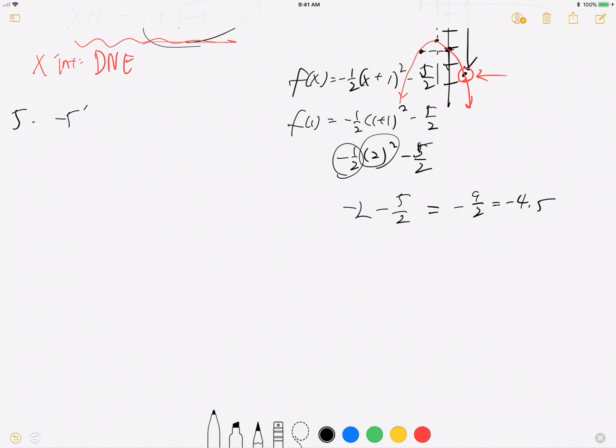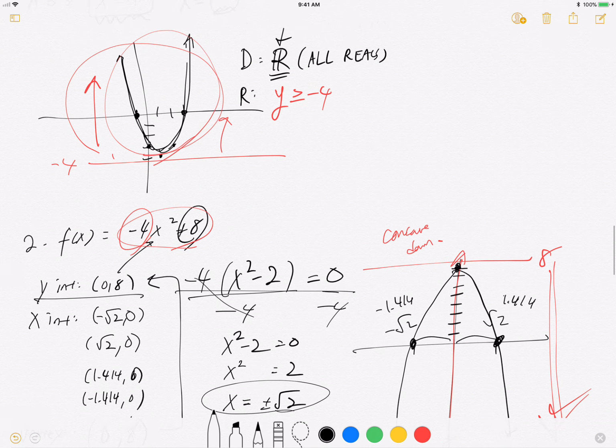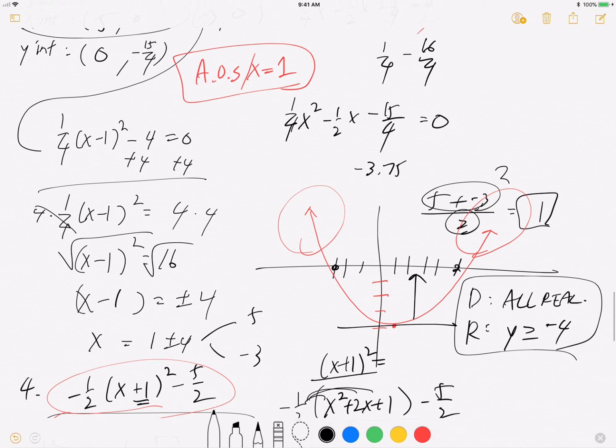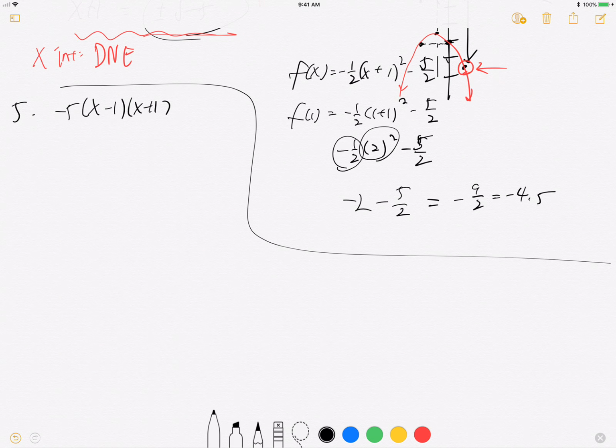Number 5 is going to be negative 5 times (x minus 1)(x plus 1). Now, I gave you 2 of each kind. The first 2 were what we call the standard form. The second 2 were the vertex form. And the last one is going to be called the factor form. Now, why is it called factor? Well, why is the factor form important? Because it gives you zeros right away, also called the x-intercepts, at (1, 0) and (negative 1, 0) for this one.